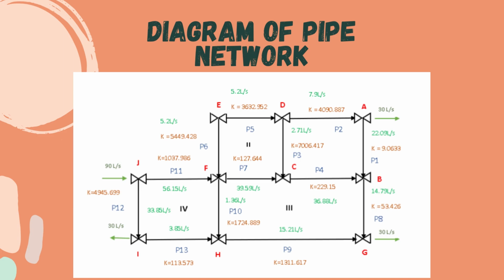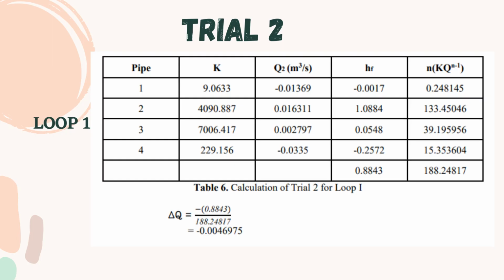We assume the value of Q as follows. In trial 2, we copy and paste the calculation from trial 1 and delete the values of the assumed pipes. So this is the calculation for our result. We calculate the value of HF. HF is equal to KQ to the power of n, where n is equal to 2. Consider clockwise flow as positive and counterclockwise as negative. The Q2 of the assumed pipe is calculated by summing up Q1 and the correction delta Q from each loop. So this is the result for trial 2.